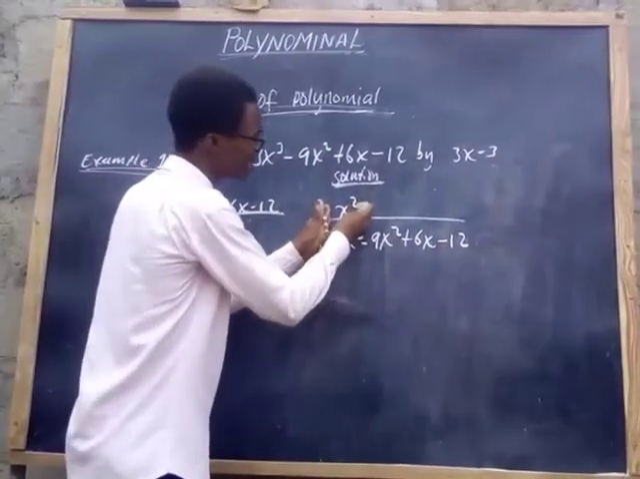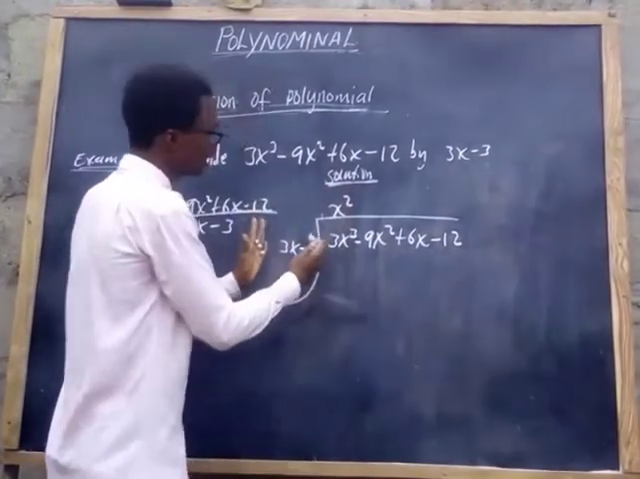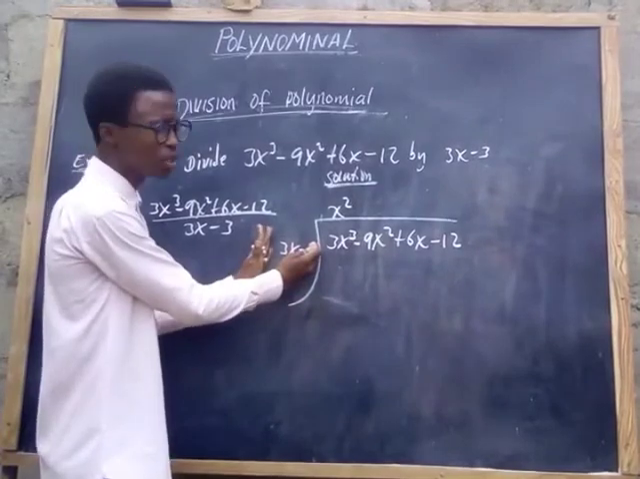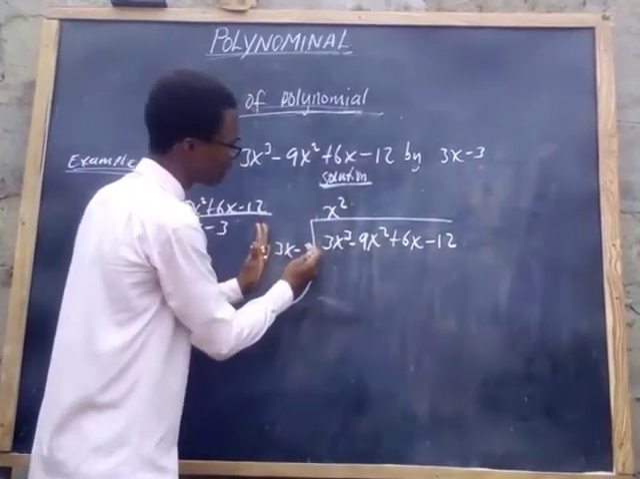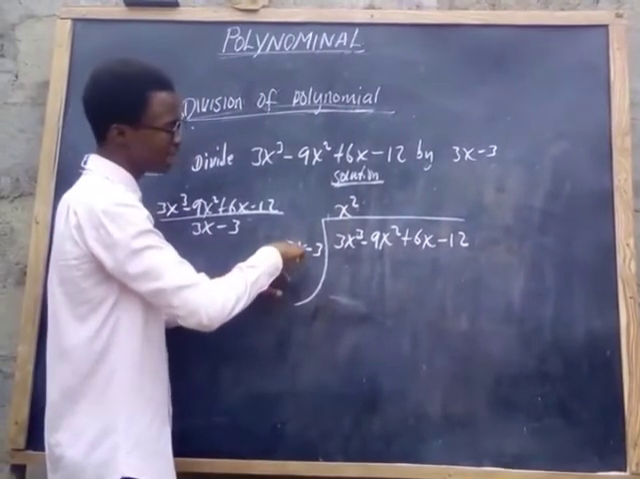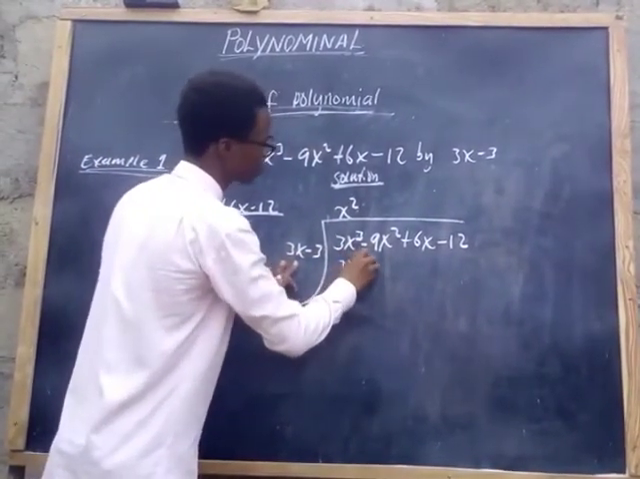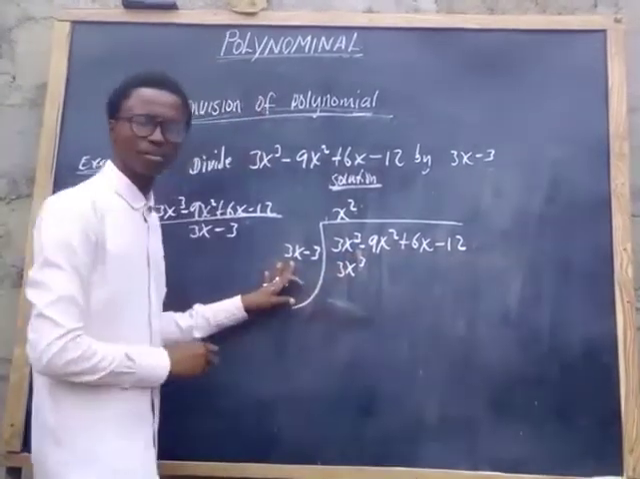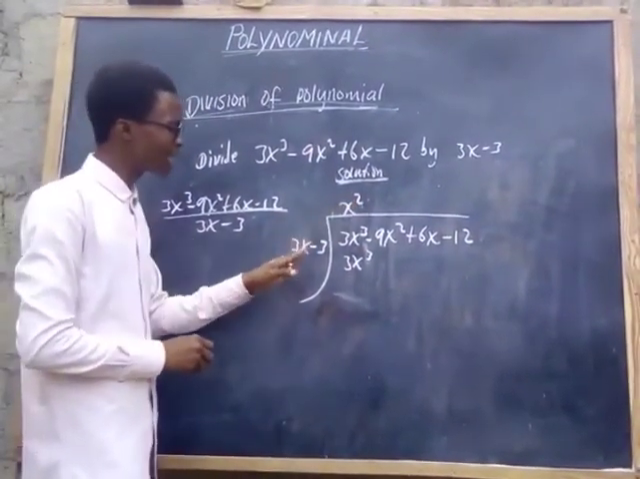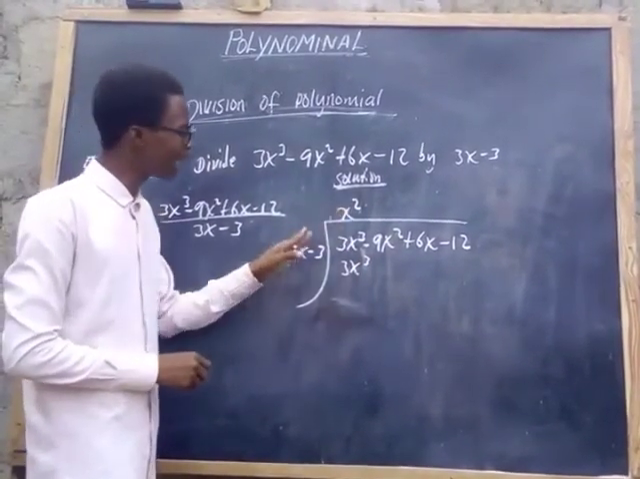Now after you have written this one, what are you going to do? You multiply this one that you just wrote into everything here. Do you see it? So now you say x squared times 3x gives us 3x raised to the power 3, right? Because 1 times 3 is 3.